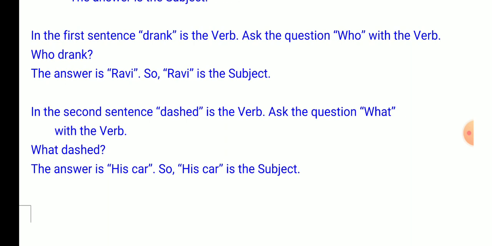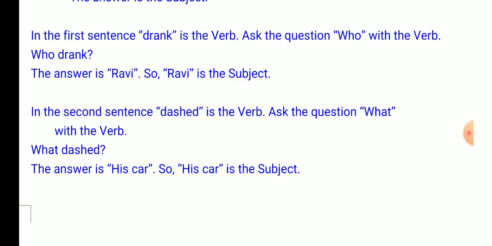Now, look at the second sentence. His car dashed against a tree. In this sentence, dashed is the verb. Ask the question what with the verb. What dashed? The answer is his car. Therefore, his car is the subject.